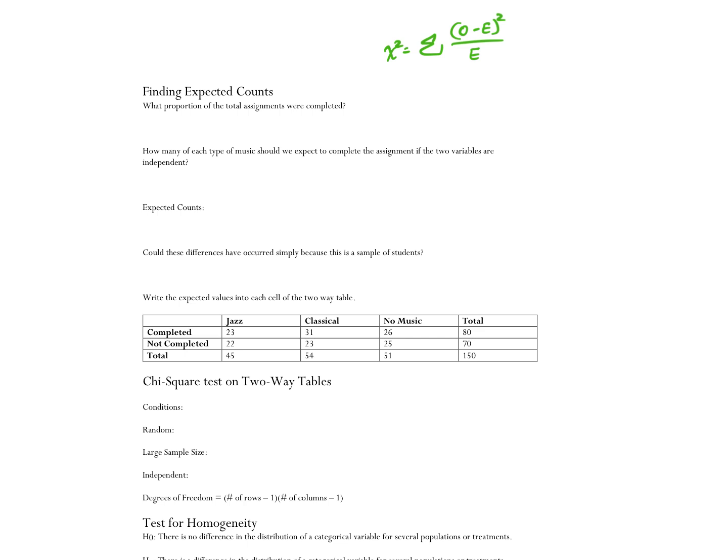Like if I were to say, what is the observed count of people who listen to jazz that completed the assignment? Right now, could you tell me that? Yeah, 23 people did. The question becomes, what is our expected count? When we talk about expected, we're going to calculate that expected count assuming the two variables are independent. Is everybody good?